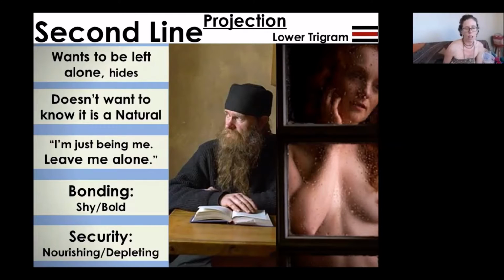Their security strategy is that they're either experiencing things that are nourishing or they're experiencing things that are depleting. You know, the kind of opposites here, this is the idea that there's a binary, that we live in duality. So these things express as opposites.